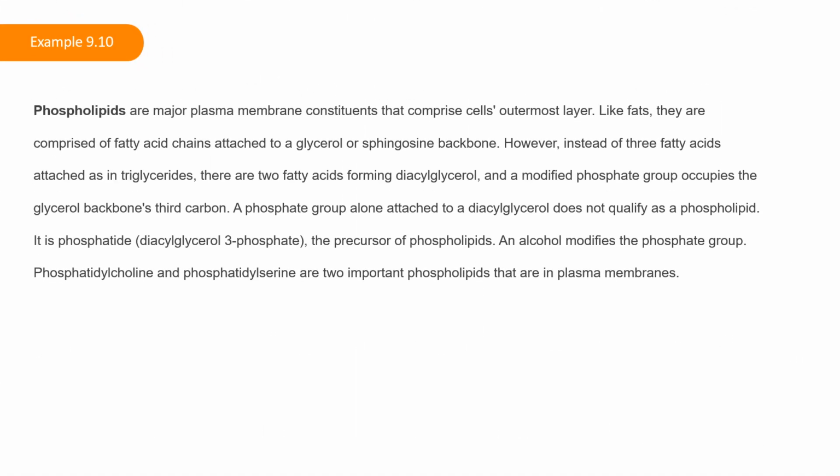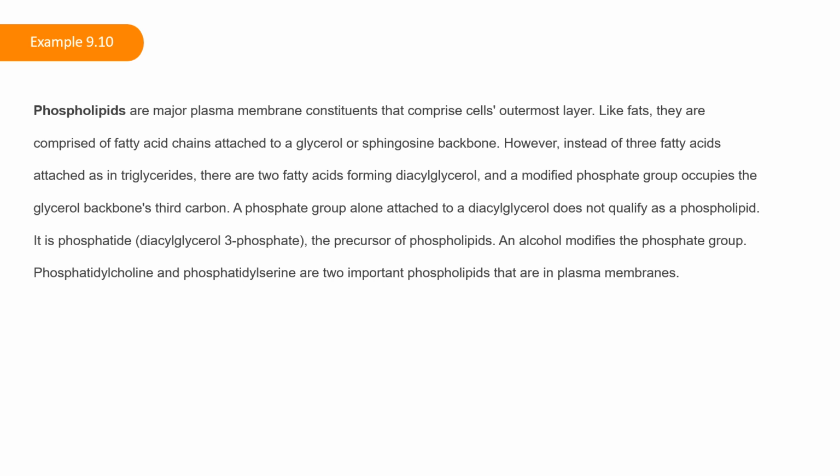Phospholipids are major plasma membrane constituents that comprise cells' outermost layer. Like fats, they are comprised of fatty acid chains attached to a glycerol or sphingosine backbone. However, instead of 3 fatty acids attached as in triglycerides, there are 2 fatty acids forming diacylglycerol, and a modified phosphate group occupies the glycerol backbone's third carbon.